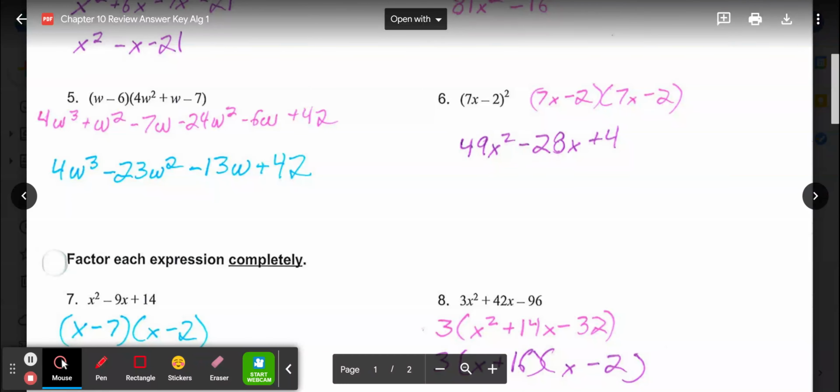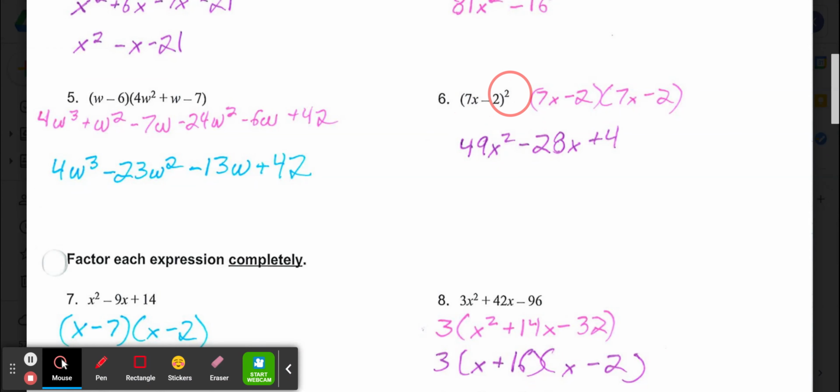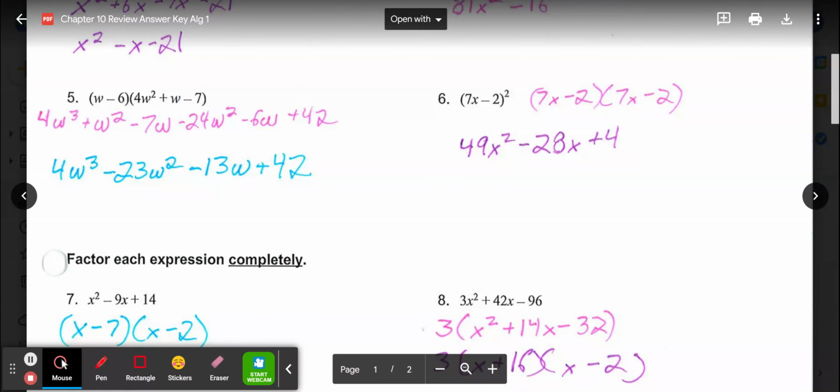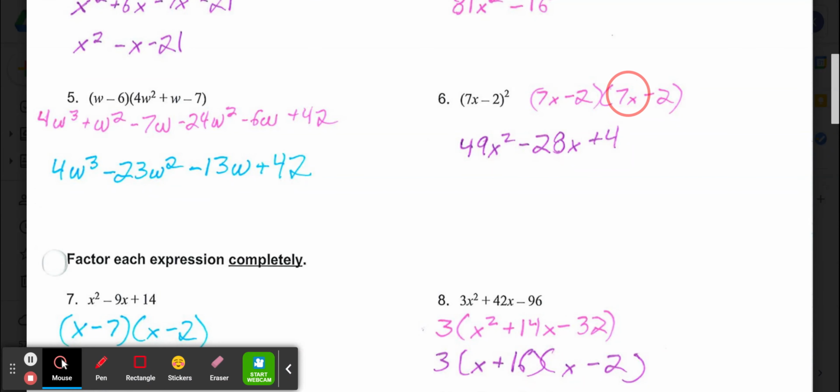So dealing with number 6 here, we have 7x minus 2 to the second power. So it's in parentheses. So that's the same as 7x minus 2 multiplied by 7x minus 2. So in that case, use the FOIL approach: first, outer, inner, last. First, we'd have 7x times 7x, 49x squared.